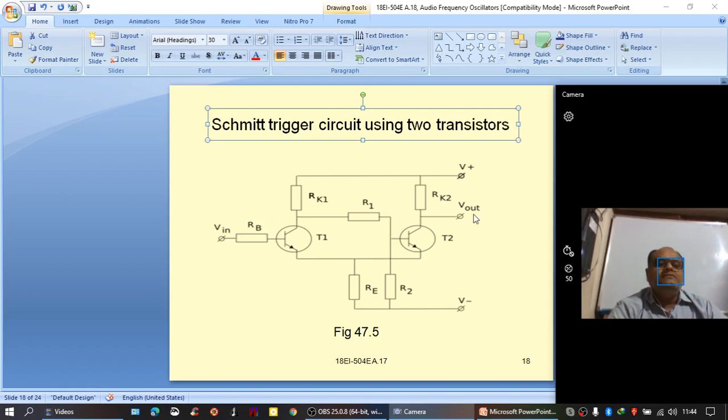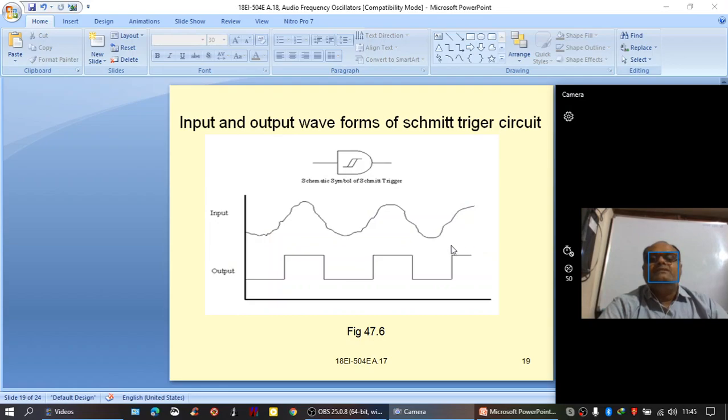And once again, during the entire negative half cycle, it continues to be high only. When the negative half cycle is about to end, this transistor starts conducting and this transistor would turn off. That process will go on continuously, converting the sinusoidal signal into a rectangular pulse. As you can see here, this is how it happens.